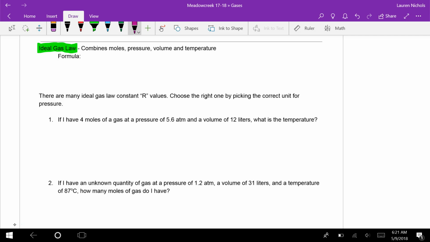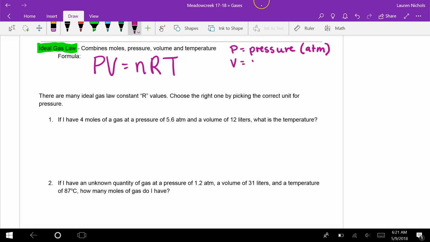And so the formula for the ideal gas law is PV equals nRT. Now, we know that P stands for pressure, and remember, most of the time we measure pressure in atmospheres, although there are like 5 other units, so be prepared. V is volume, and it's measured in liters. N is equal to your moles, and that's going to be a little bit different.